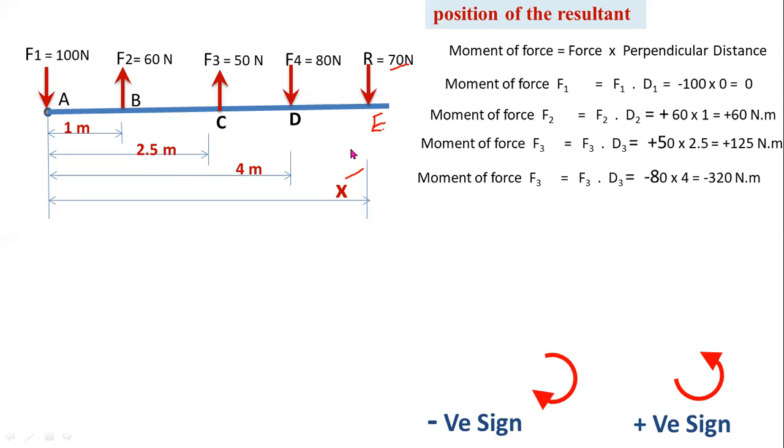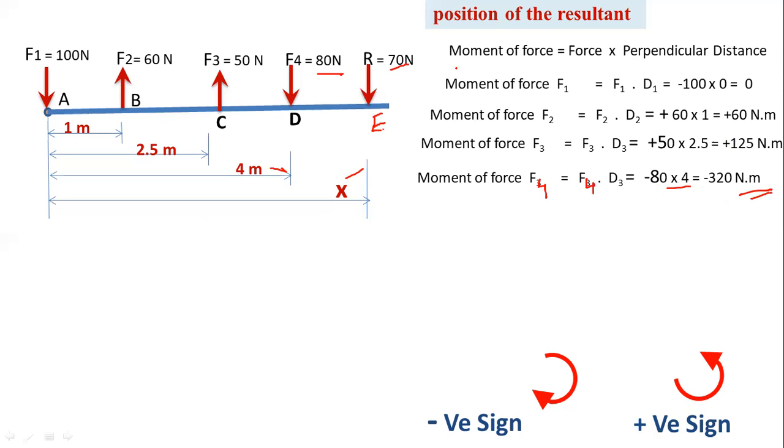The moment of force F4 equals 80 newtons about point A. The distance between force F4 and point A is 4 meters. So 4 into 80 is the moment of force. And this force forms a clockwise couple with respect to point A, that is minus. So minus 4 into 80 equals minus 320 Newton meter.